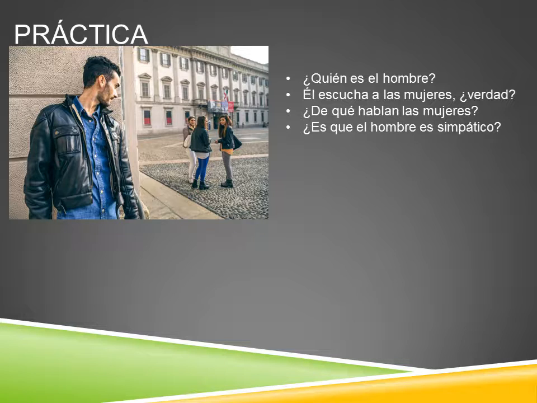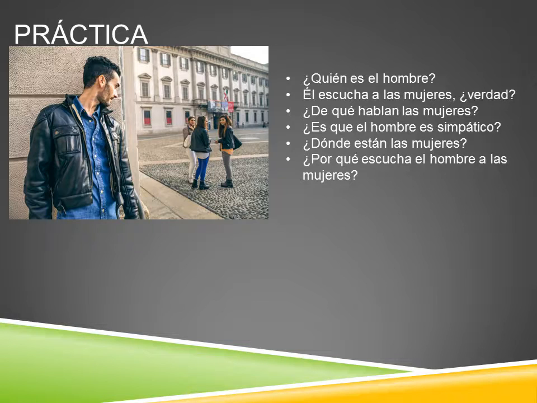¿Es que el hombre es simpático? So, is it that the man is nice? Is the man nice? I was wondering that because he looks kind of shady there, so hopefully he's a good person, but we don't really know. ¿Dónde están las mujeres? So where are the women? You can't really tell. I think it looks kind of European. There's some flags in the back that may be England or something, but anyway, I was kind of wondering that. Where are they? ¿Dónde están las mujeres?